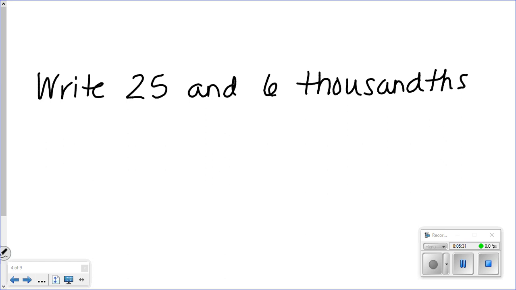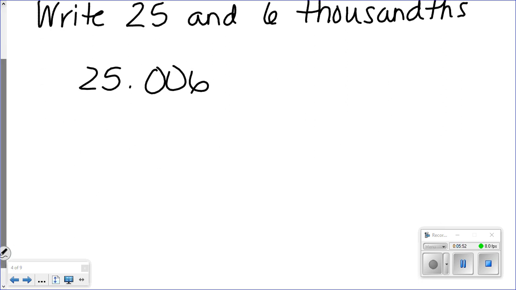Now we're going the opposite way. So you guys told me what it said. Now let's go backwards. I'm going to tell you what it said, and I want you to tell me what it looks like in decimal format. So how would this look? All right, 25 and 6 thousandths. What would this look like? Nolan? 25.006. Yep, 25.006. Very good.